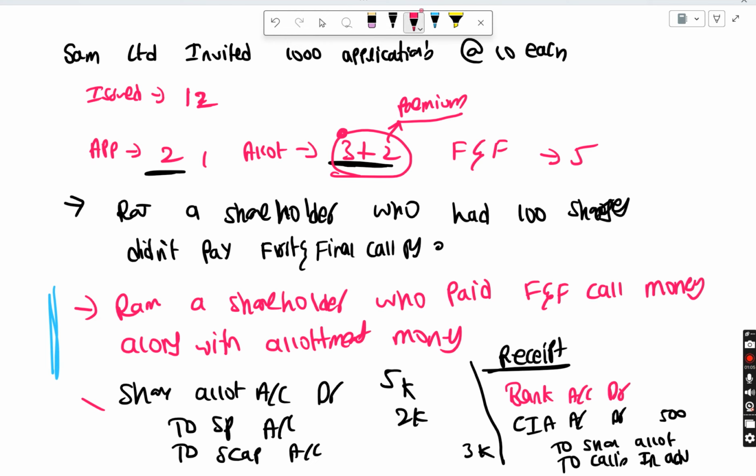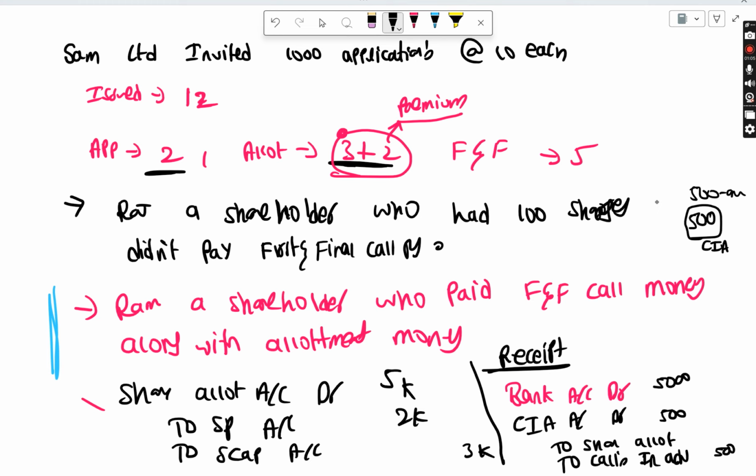Okay, now you see here. You able to tell? So 500 in calls in advance, 500 in calls in arrears, and 5,000 in bank and 5,000 in share allotment. Yes, that's it. Correct.